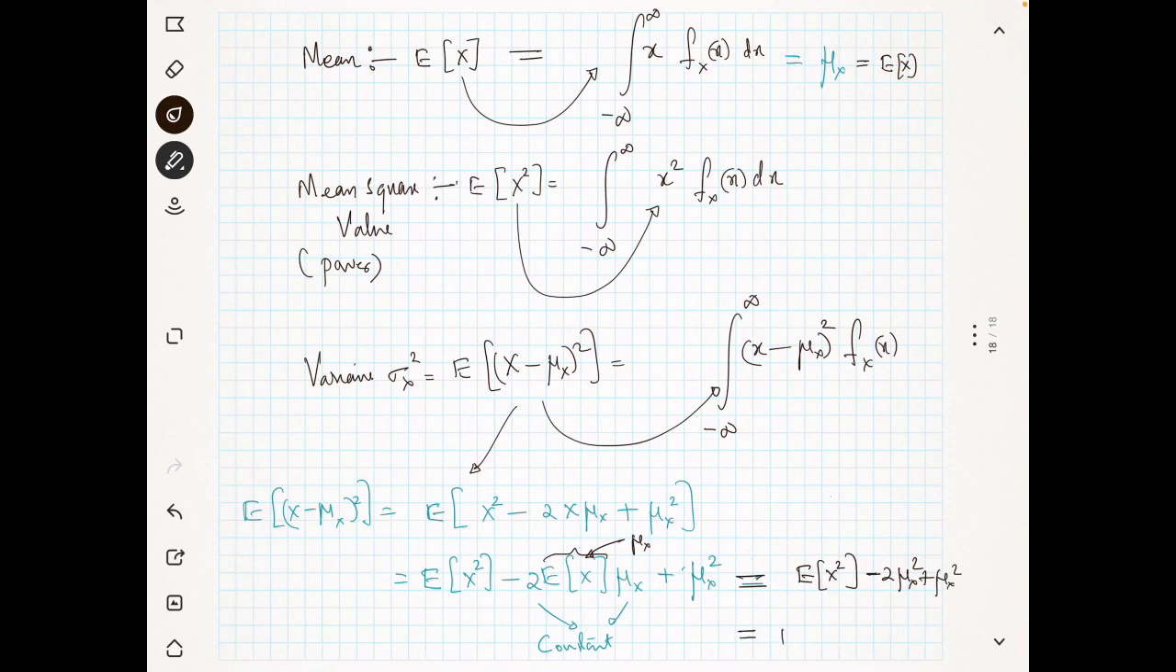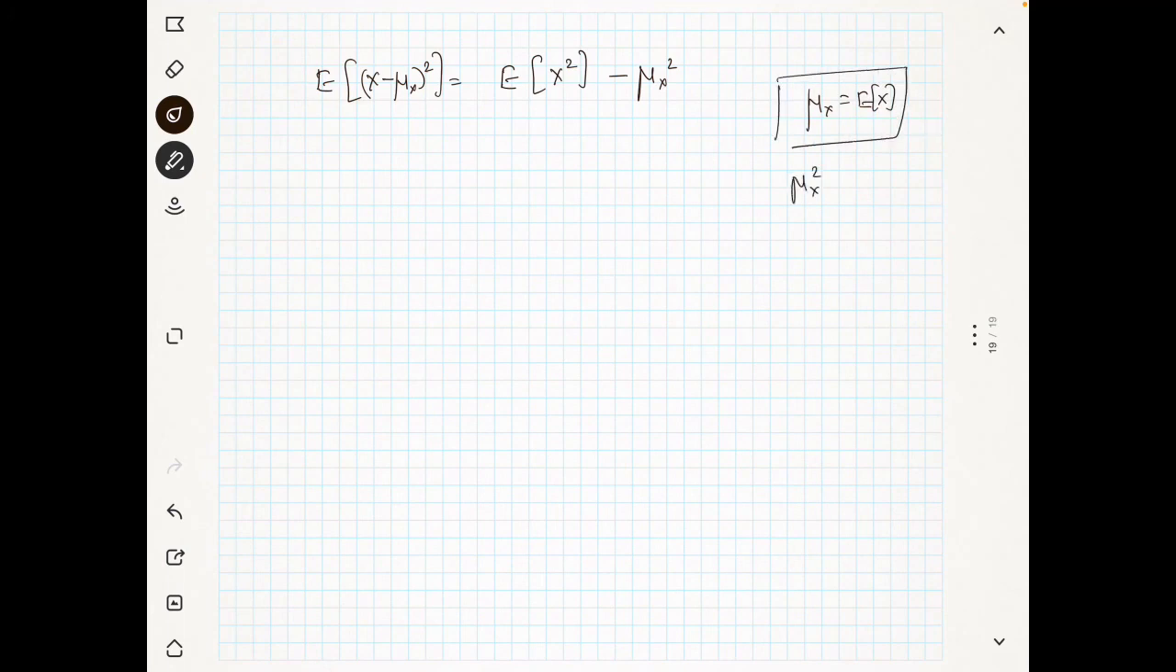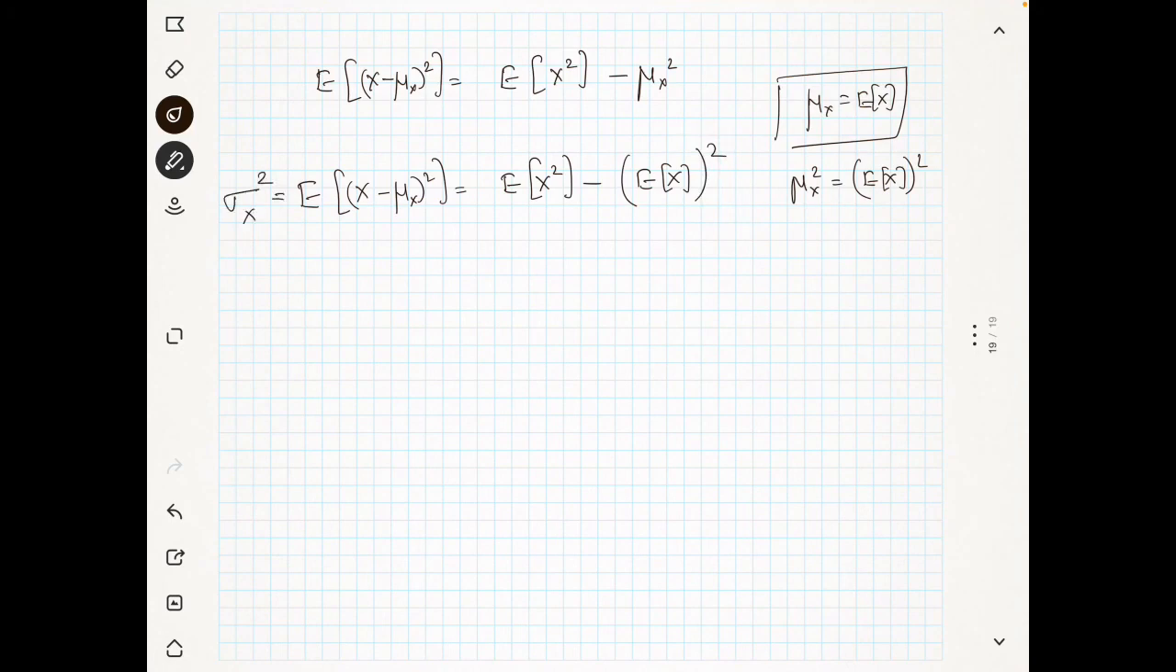So what is this? It is nothing but expected value of x square minus mu x square. This is nothing but the variance. So the expected value of (x minus mu x) the square is nothing but the expected value of x square minus mu x square. And what is this mu x? Mu x is nothing but expected value of x. So mu x square is expected value of x, you have to square it. So expected value of (x minus mu x) the square is nothing but expected value of x square minus (expected value of x) the square. And this is nothing but the variance.